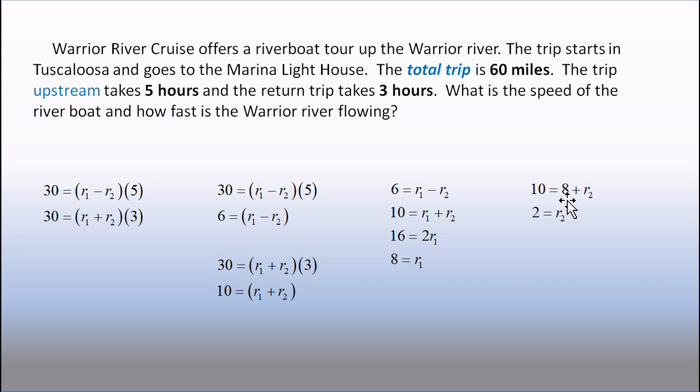When we solve for that, it's real simple. We subtract 8 from both sides. So the river's flowing at 2 miles an hour. So there's your solution. The riverboat can travel on still water at 8 miles per hour, and the flow of the current of the Tuscaloosa River is 2 miles per hour.